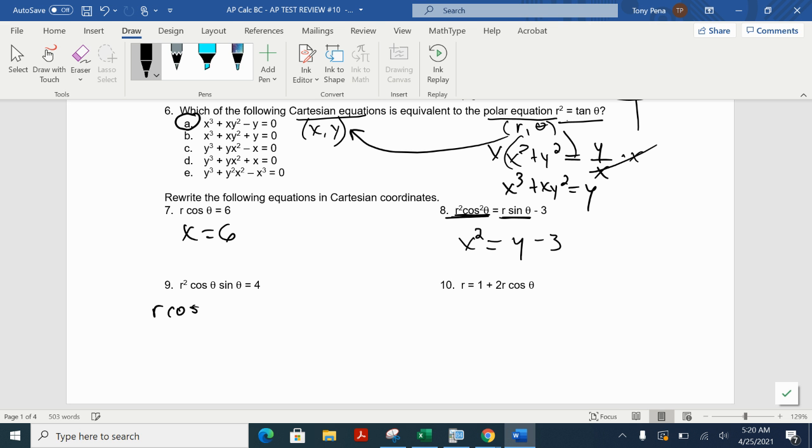This one really is an r cosine theta times an r sine of theta. And then all we did to simplify that, we multiplied those r's together, but we could split those into r cosine, and then this is x times y equals 4. And then the last one, this on the right-hand side, definitely 1 plus 2x.